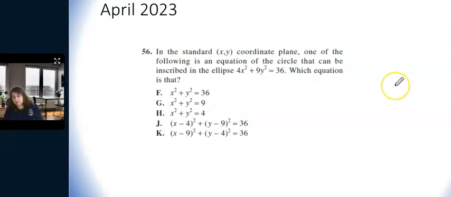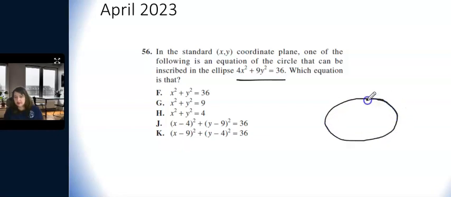In a standard coordinate plane, one of the following equations of a circle that can be inscribed in the ellipse is this right here. That's the ellipse. A lot of times students are very confused by it, but really what you're looking for, and it doesn't matter which way it is, is that we have an ellipse and some sort of circle inside of it. So the circle's not going to be able to reach both sides. It's only going to reach the shorter side, since it's inscribed.